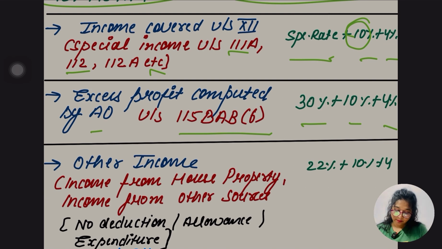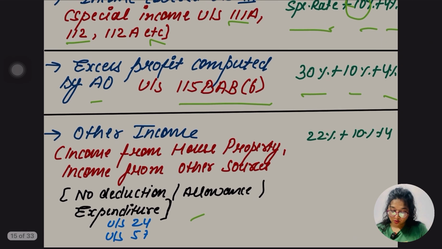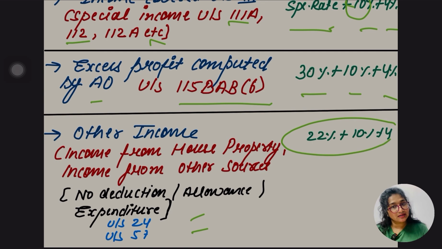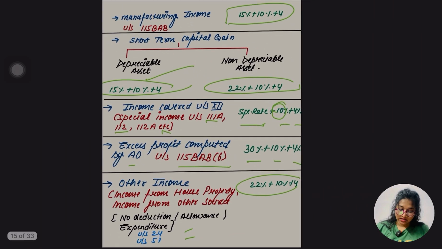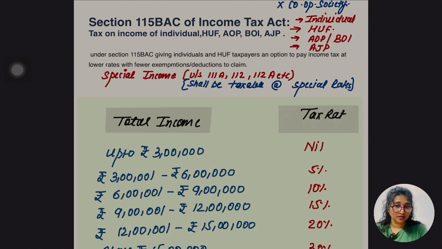For the other income from house property, income from other sources, no deduction allowable for expenditure under section 2457. So what is going to be the tax rate? 22%, 10%, 4%. Okay, so these are the things which we have to keep in mind. So yes, this was not that tough, I think. And there was no confusion in BAA, BAA bar and BAB. So 25%, then 22%, then 15%.